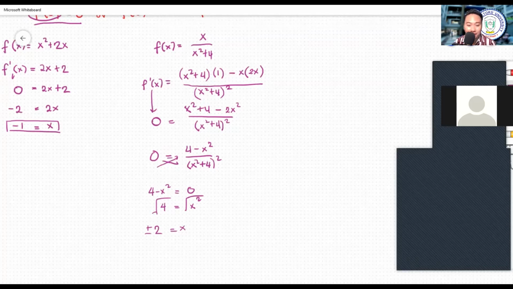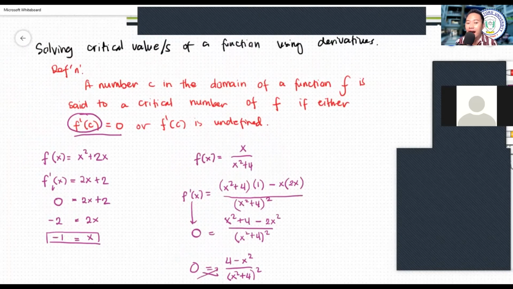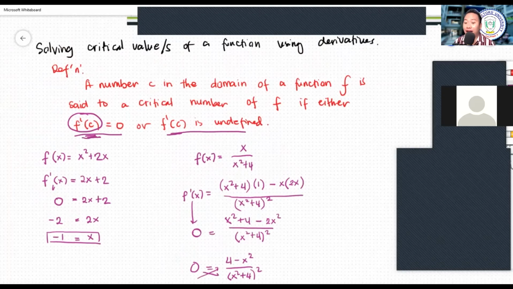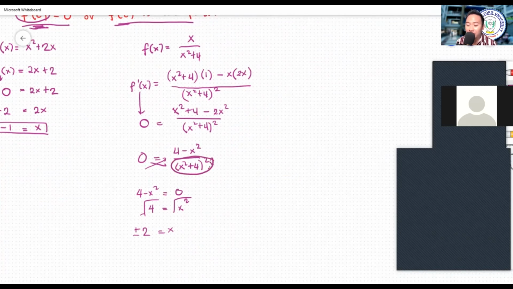But let's look at the definition here, guys. It says that either the first derivative equals 0 or the first derivative is undefined. When does a function become undefined? Can someone tell me? When the denominator becomes 0. And if you notice, the denominator of this derivative here is this one. Right? The denominator. You said it can become 0, so we still need to work this out, equating that to 0.